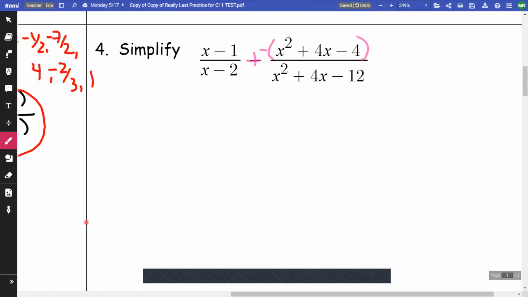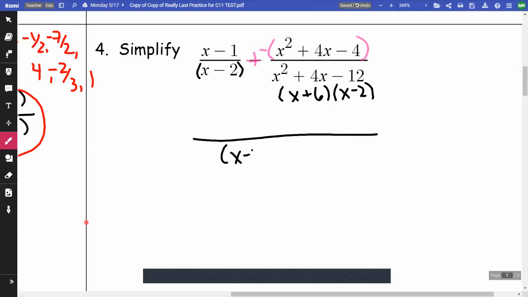Okay. So this over here is going to be an x minus 2. The other fraction is going to factor to an x plus 6, x minus 2. So when I want a common denominator, I need an x minus 2 from the first one, and from the second one, I need an x plus 6. So my second one has everything from that denominator, because I already had an x minus 2. I didn't need it again. So just this first one here is going to need to be multiplied by an x plus 6 on top and bottom.